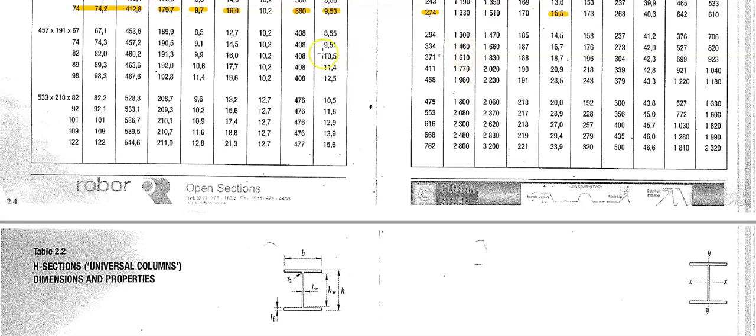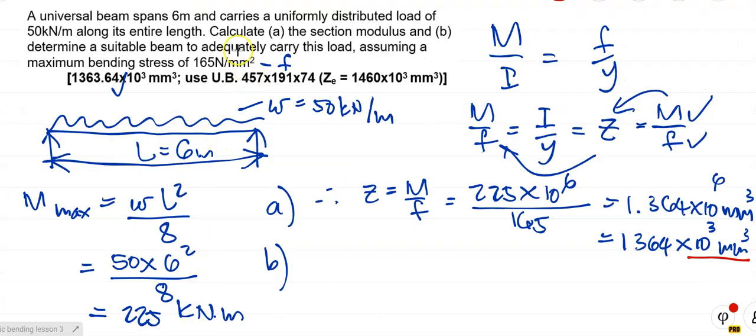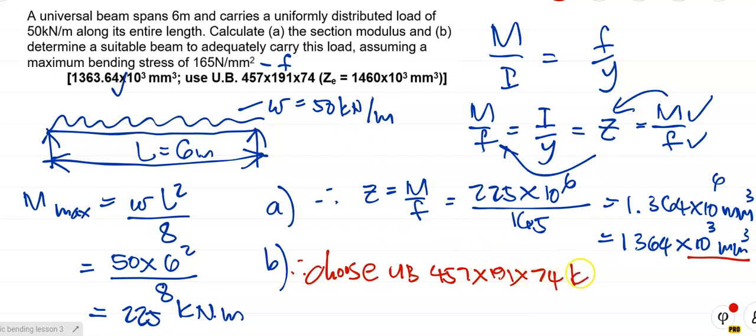So the section we want is a 457 by 191 by 74 universal beam, because its Z elastic is slightly larger than that, which means this beam will adequately carry the load. And there's the answer. That is how we get to that. So the beam you choose, therefore, is 457 by 191 by 74 kilograms per meter.